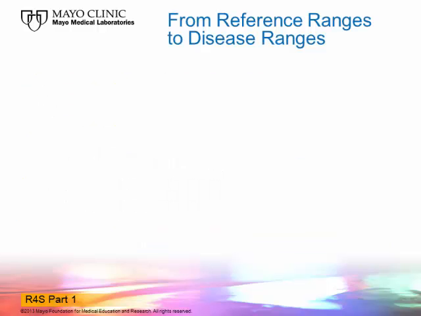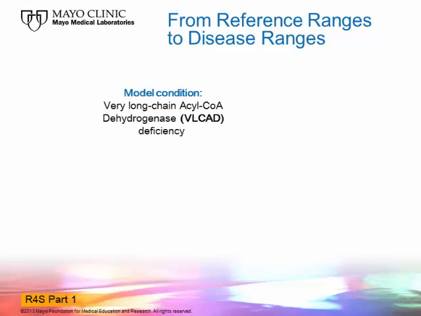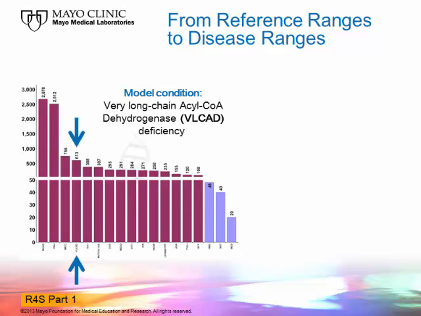To introduce the concept of disease ranges, a good model to use is a disease called very long-chain acyl-CoA dehydrogenase deficiency that, from now on, I will just describe as VLCAD deficiency. This is a fitting disease model because more than 600 cases are available in the database.